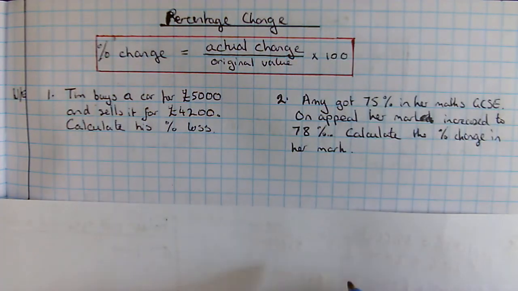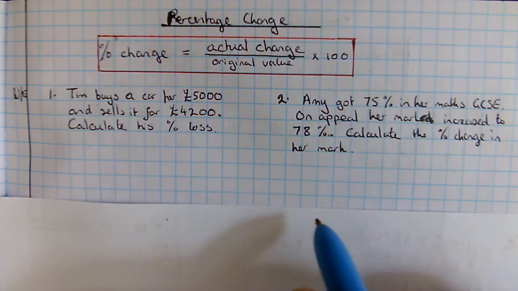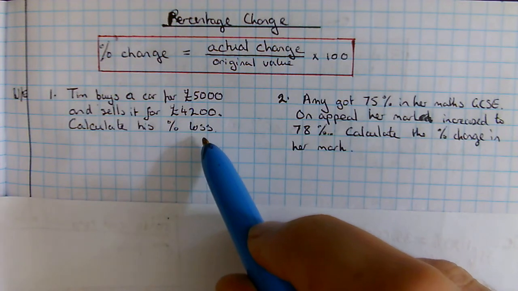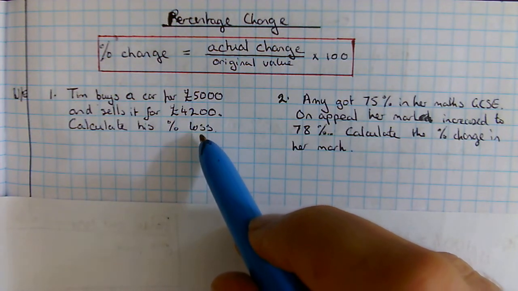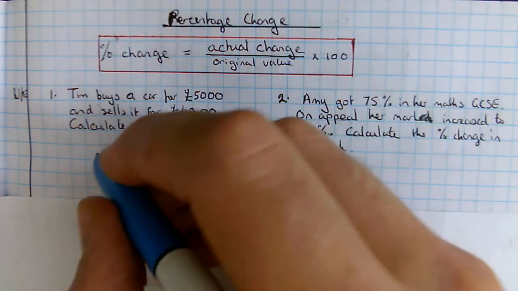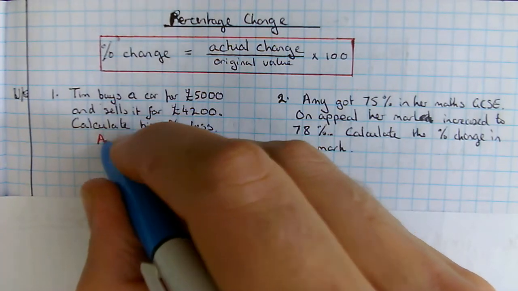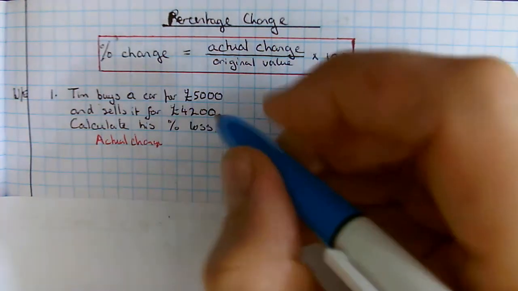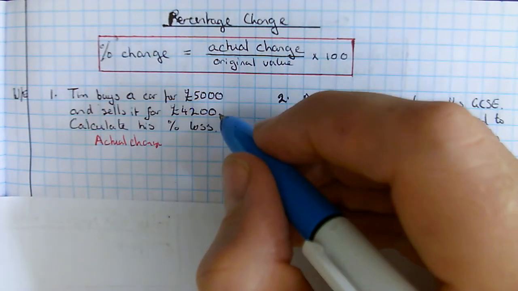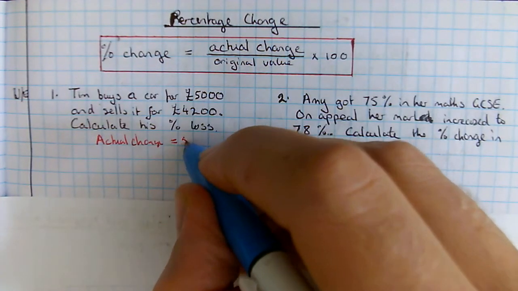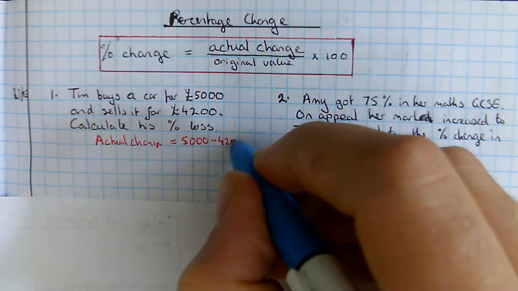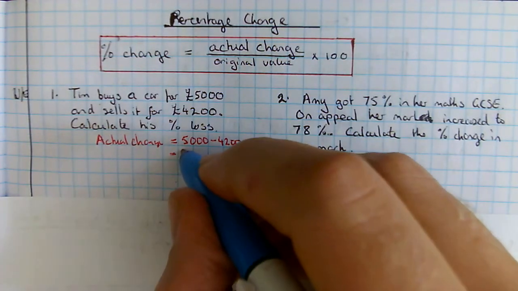So let's have a look at a couple of examples. So Tim buys a car for £5,000 and sells it for £4,200. Calculate his percentage loss. So the first thing we need to do is work out the actual change. So the actual change is going to be the difference between what he bought the car for and what he sold it for. So it's 5,000 take away 4,200. So the actual change is £800.